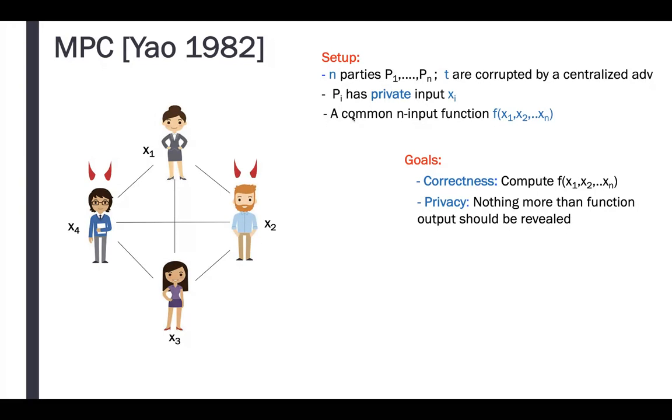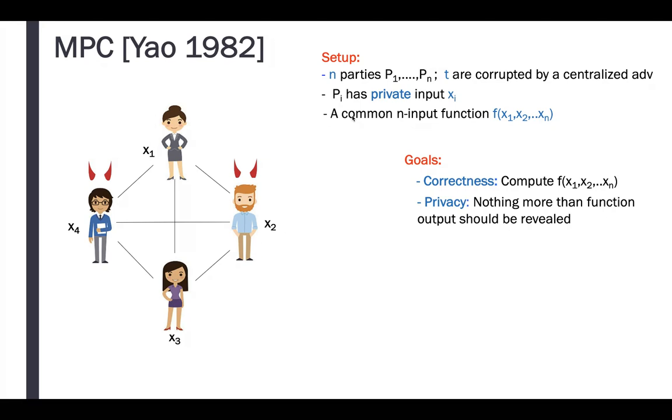So at a very high level, MPC permits a collection of data owners to perform a collaborative computation on their private data in such a way that nothing is leaked about their private inputs. And it is only the output of the function which is known to them, right? So in other words, MPC emulates a trusted third party for the data owners, which takes the form of an interactive algorithm to be run amongst the data owners themselves.